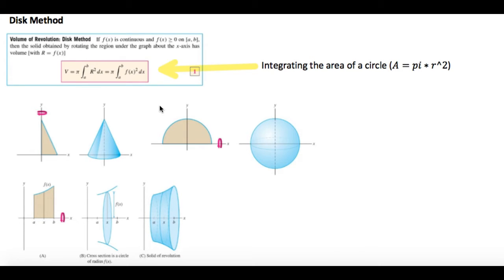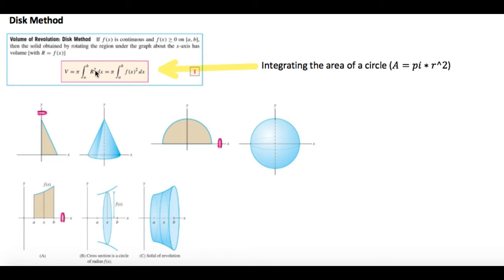So what you're doing with the disk is you're rotating a line or a graph around one of the axes, and you're finding the volume of the 3D shape that it makes. To do that, you're integrating the cross sections of that shape. And anytime you revolve a graph around the axis, it creates a 3D shape with cross sections that are circles.